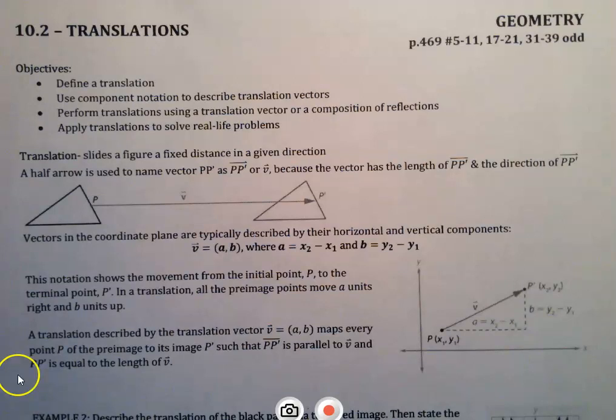Okay, so today for 10.2, we are doing translations. We're going to define a translation and use component notation to describe translation vectors. This is getting into translation stuff that you've probably never really done before. And then we're going to perform some translations using a translation vector or a composition of reflections, and apply translations to solve real-life problems.